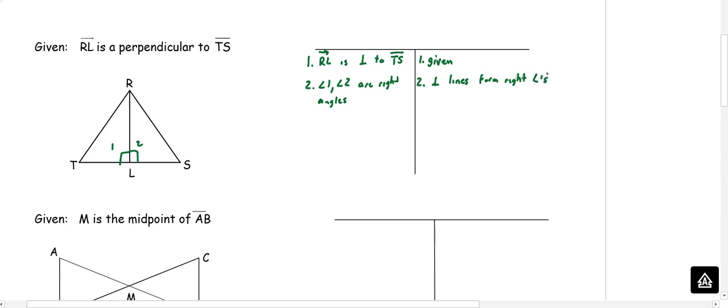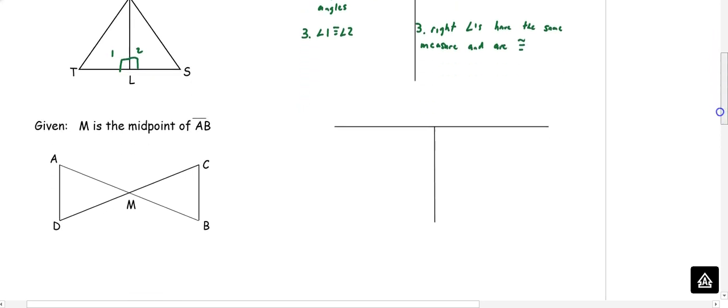Now, there's one more thing we can do. Knowing that they're right angles, we know that they're both 90 degrees. If they have the same measure, we know that angles can be congruent. So then we would say that angle 1 is congruent to angle 2. And our reason would be that right angles have the same measure and are congruent. So remember, in order for angles to be congruent, they have the same measure, and right angles always have the same measure because they're 90 degrees.